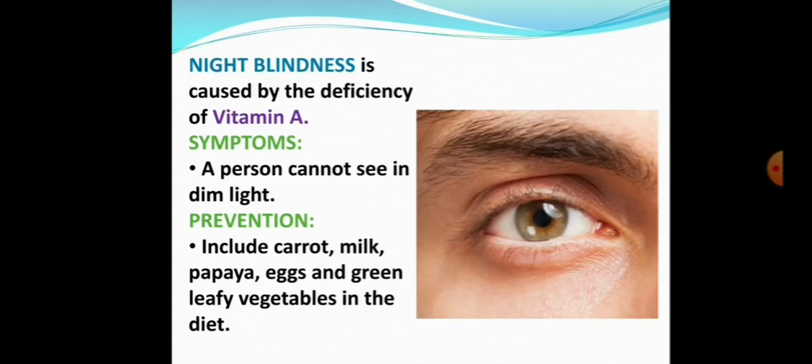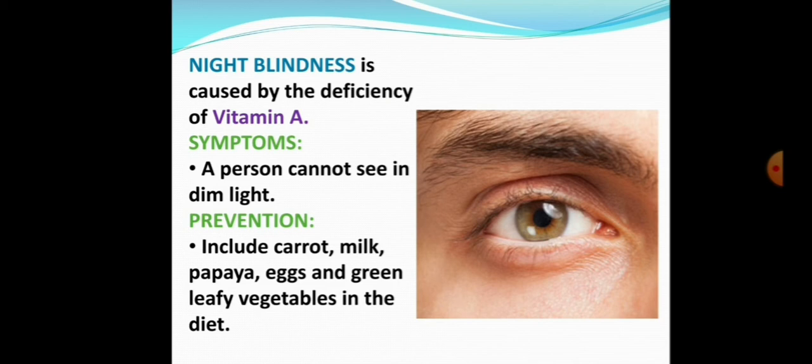Now, one more deficiency disease: night blindness. It is caused by the deficiency of vitamin A, and the symptom is that the person cannot see in dim light. As you can understand, night blindness means the person is blind at night, but exactly, in dim light, the person will not be able to see anything.